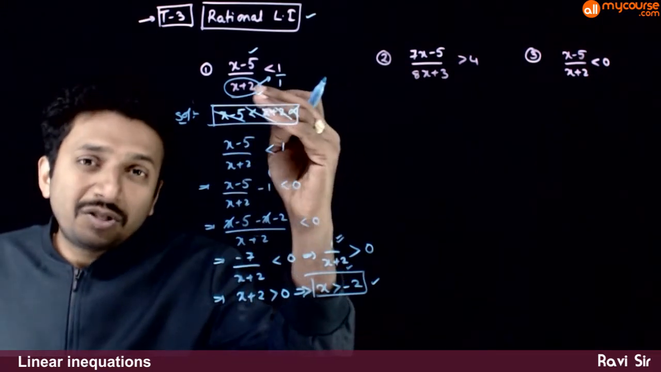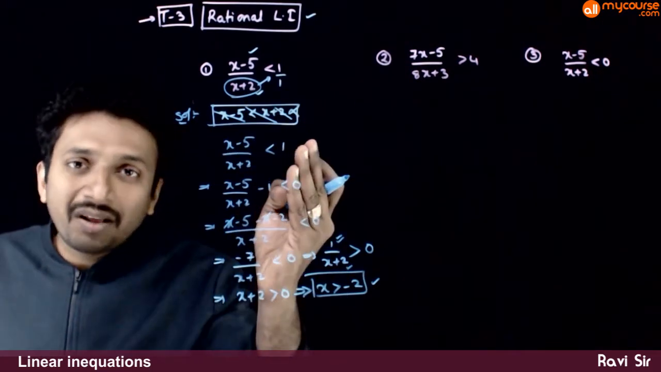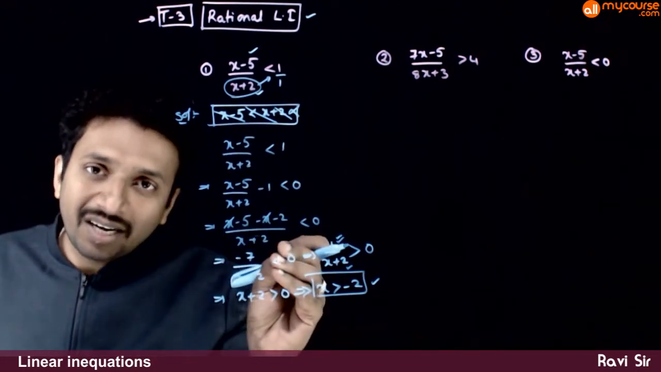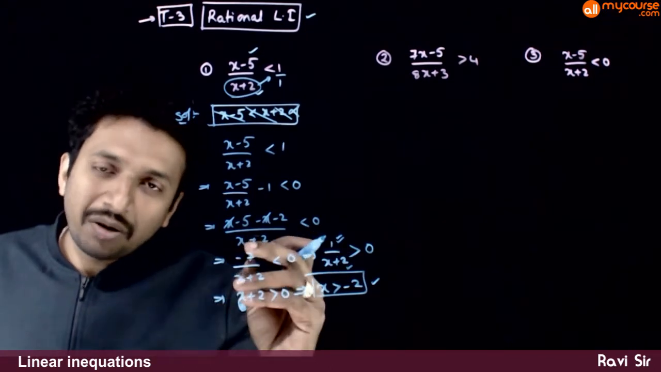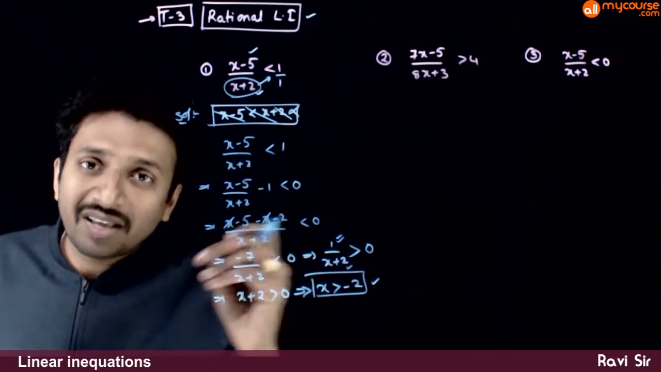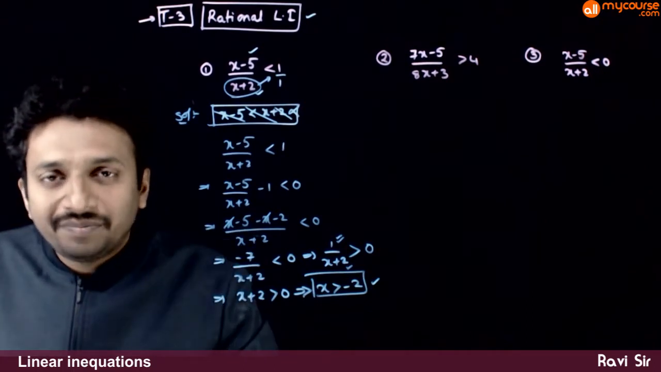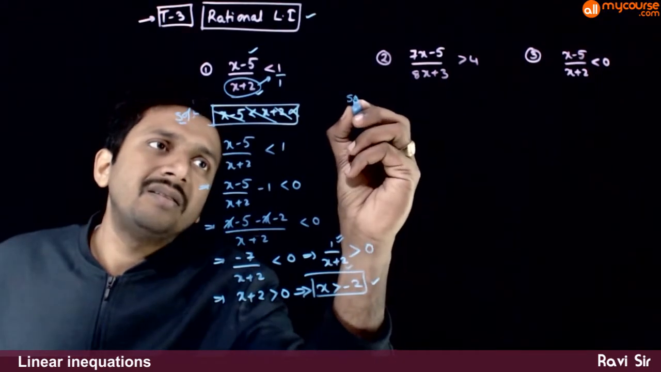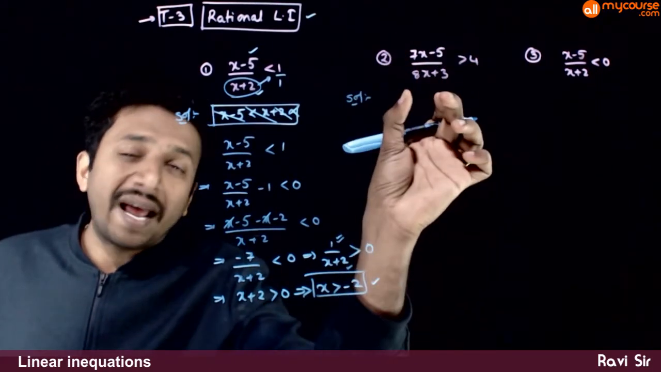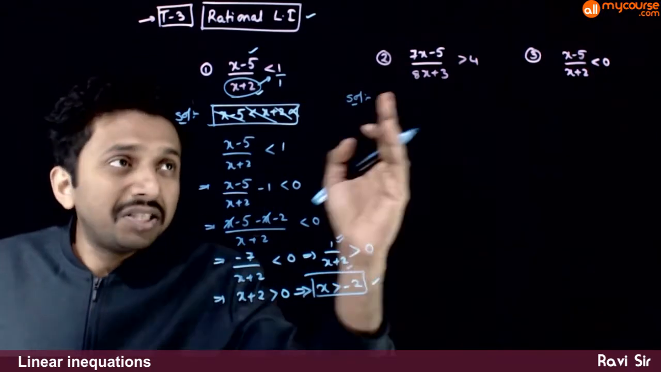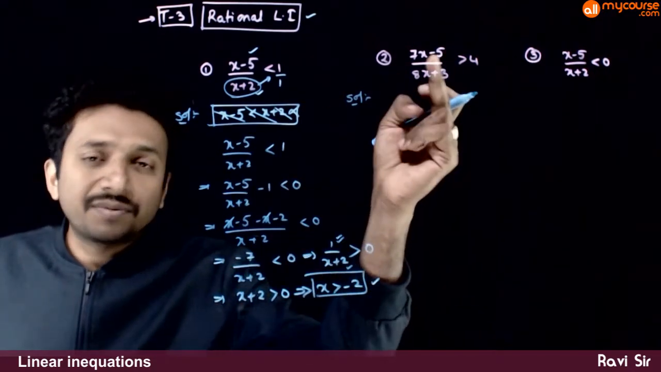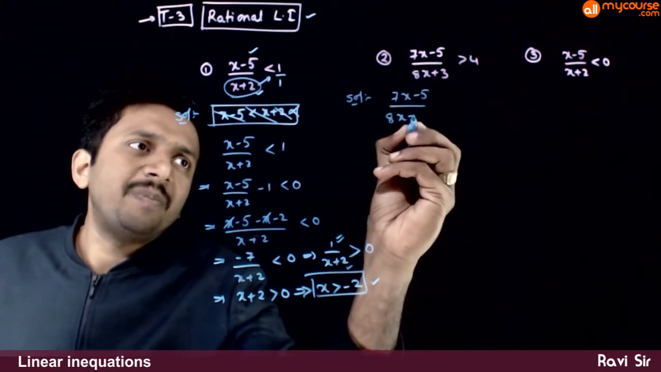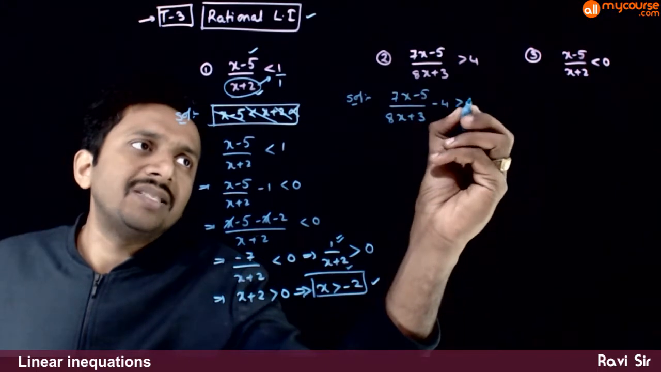So is it clear? Instead of directly cross multiplying, we bring all the terms onto one side. Then I get an effective fraction either greater than 0 or less than 0. So depending on whether the fraction is greater than 0 or less than 0, I'll do the analysis. Now let us go to the second question. Here also you have a fraction greater than 4. So instead of cross multiplying, I take this 4 onto this side. So 7x minus 5 by 8x plus 3 minus 4 is greater than 0.